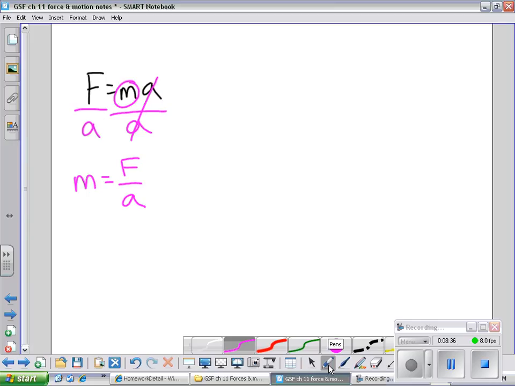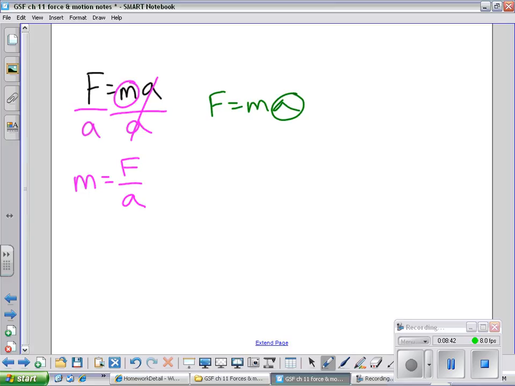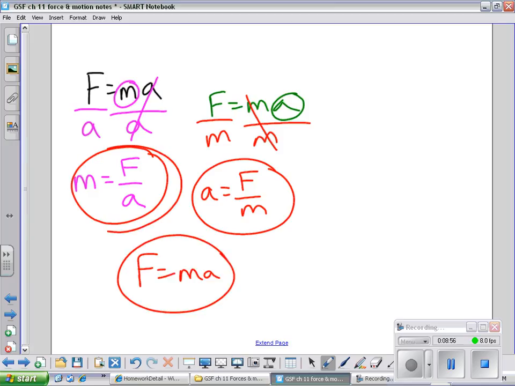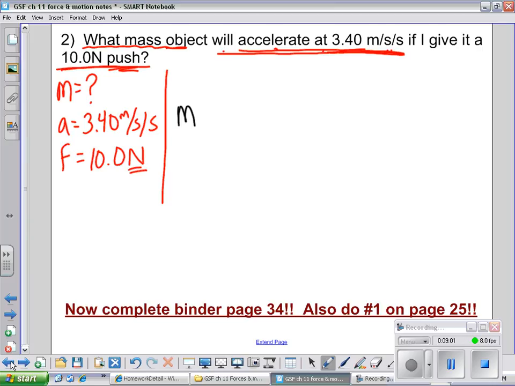And if F equals M times A, and I want to solve for A, I divide by M, cancel those out, and I have A equals F over M. So that's where I got these formulas from. Again, hopefully your algebra is good enough that you can do that. If not, I understand. All right, so M equals, we just said, F over A. So we're going to plug in our numbers.